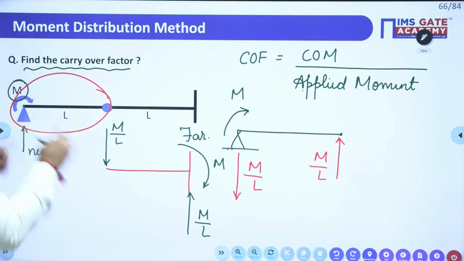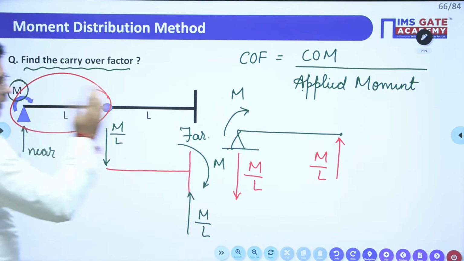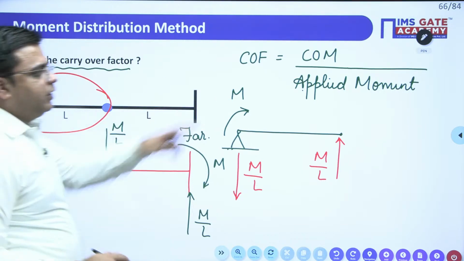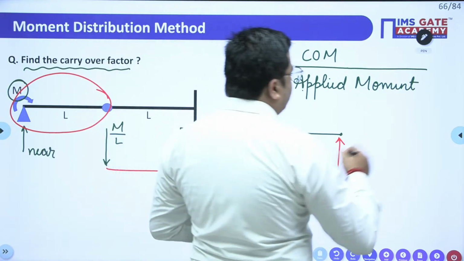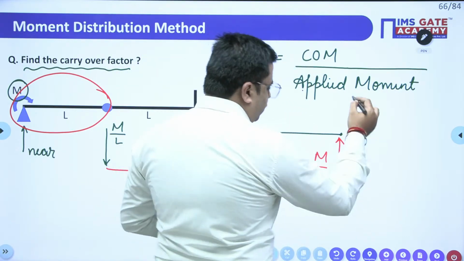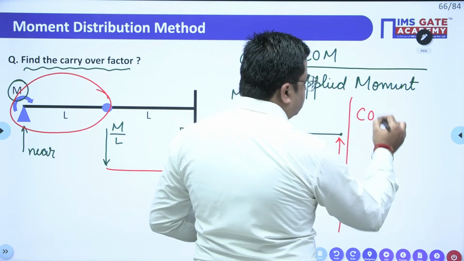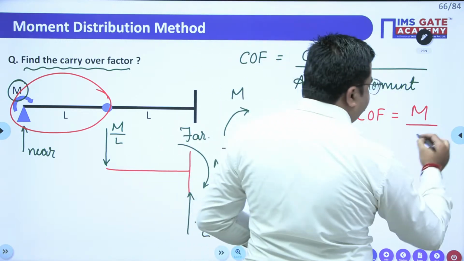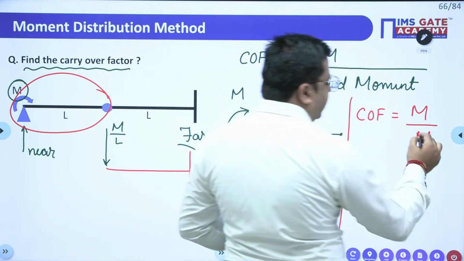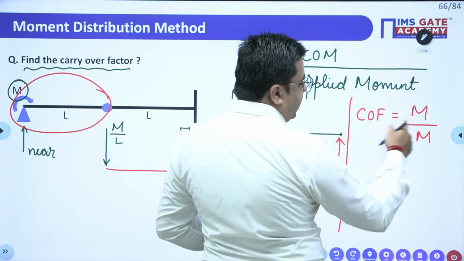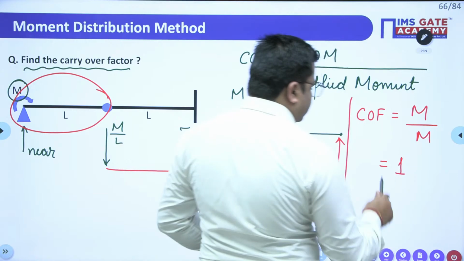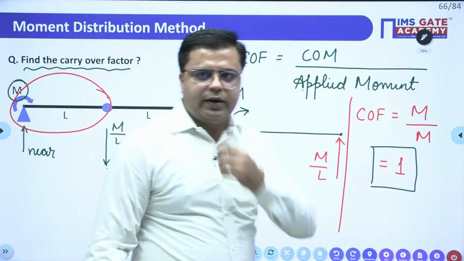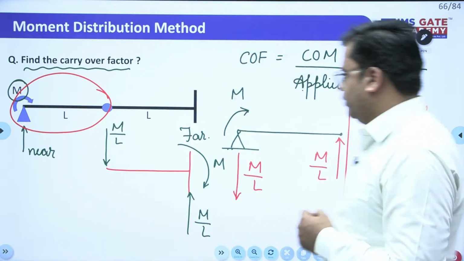So here, from this applied moment m, the carryover moment is also m, and the direction is also clockwise, right? So for the carryover factor, the carryover moment is m, and it is in clockwise direction, hence positive, and the applied moment is also in clockwise direction, hence its value is also positive, right? So the carryover factor comes out to be 1 for this fixed end. Is this clear to everyone? Okay, moving on.